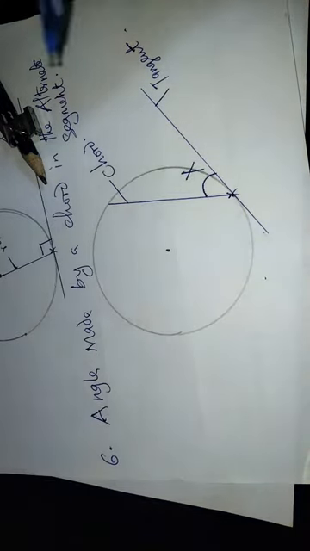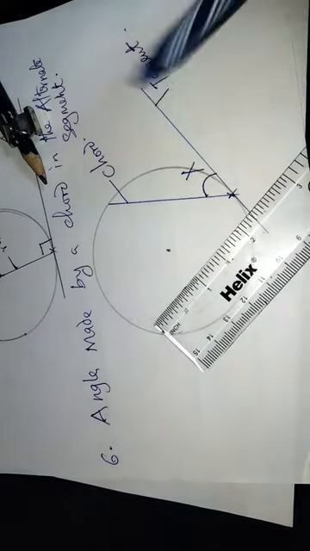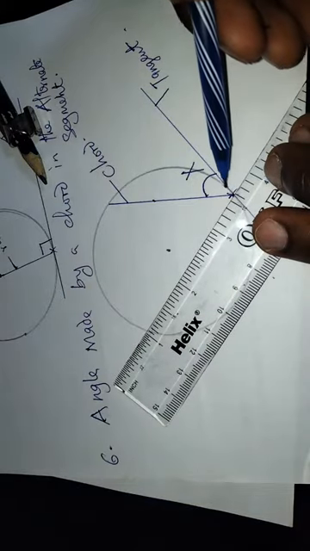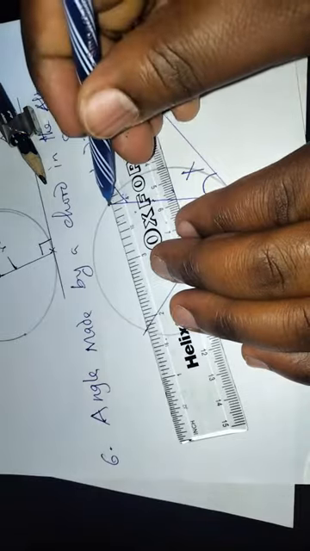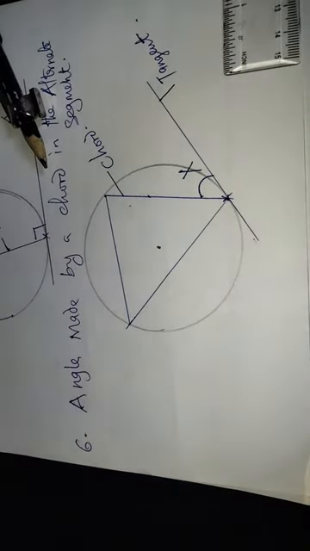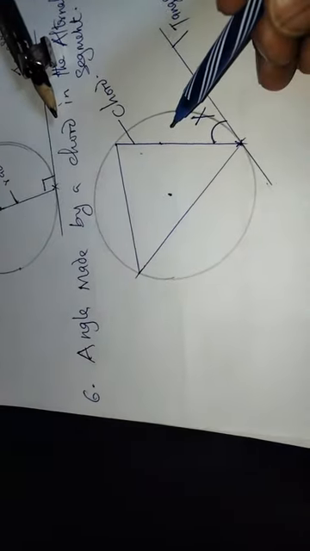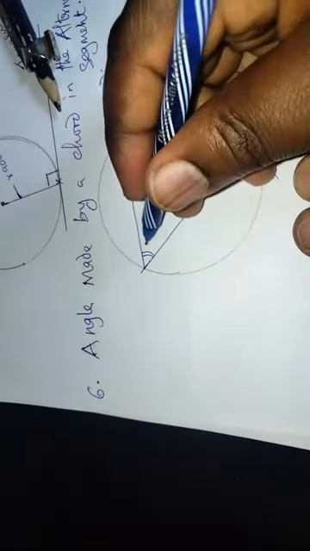But if it happens that this chord produces an angle in the alternate segment, remember the chord has a segment here and a major segment on the other side. So at the circumference of the major segment, if we happen to have an angle produced there by the same chord, such that the chord is making an angle with the tangent, and the same chord is producing an angle in the alternate segment at a point here. This is X, we have Y here.